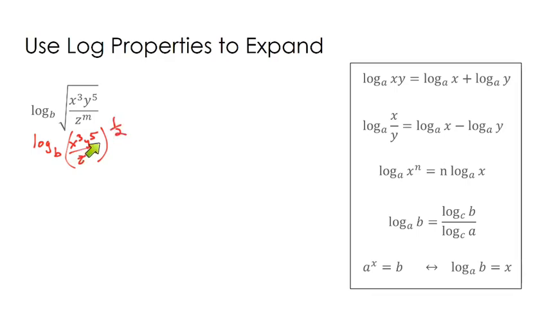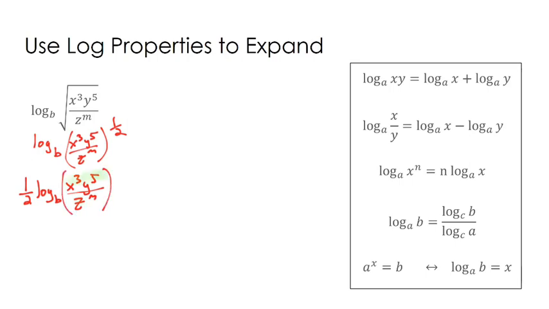And so before I do any of this stuff, I can apply this property first, okay? I want to rewrite that exponent as a coefficient out in front. So let me do that real quick. I have 1/2 log base b of x cubed y to the 5th over z to the m, okay?